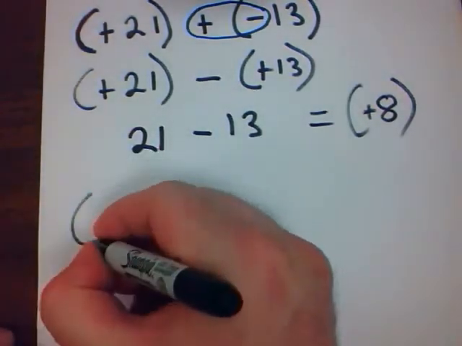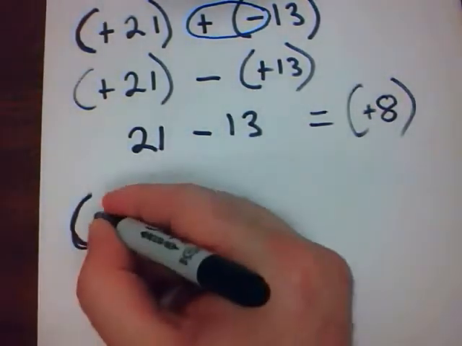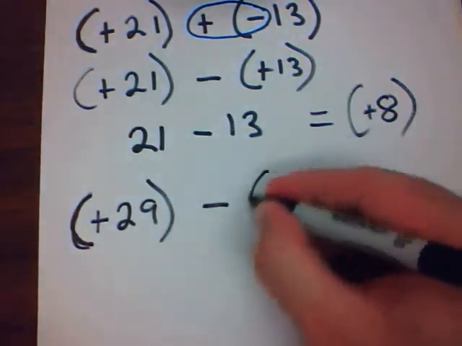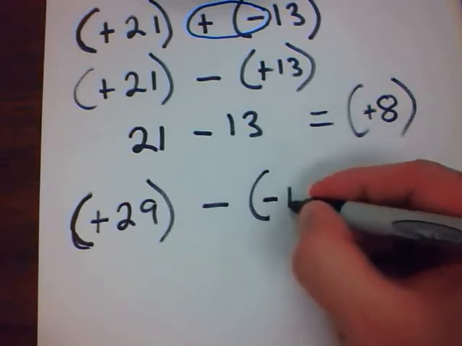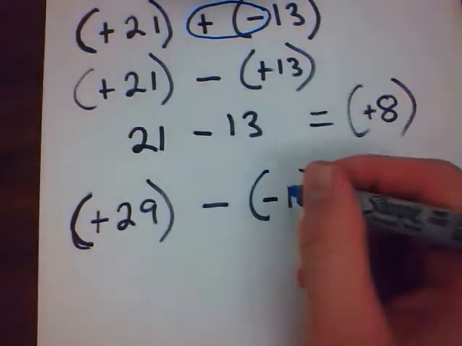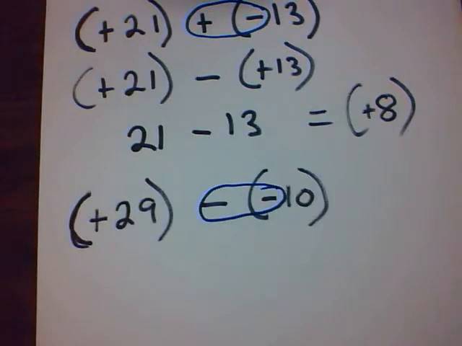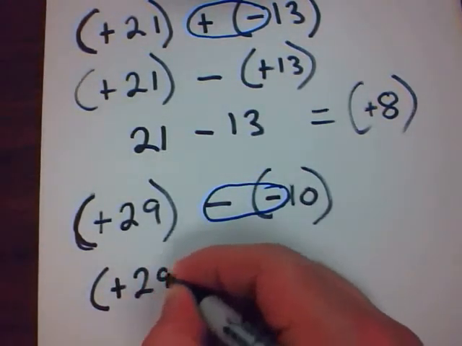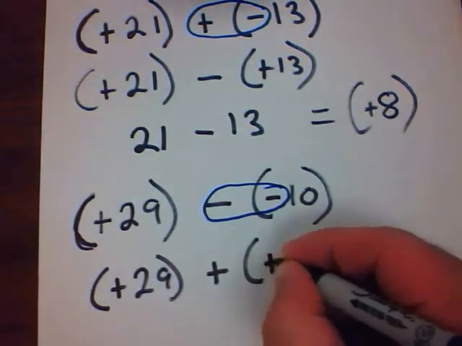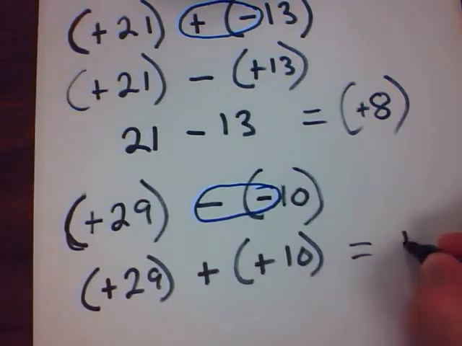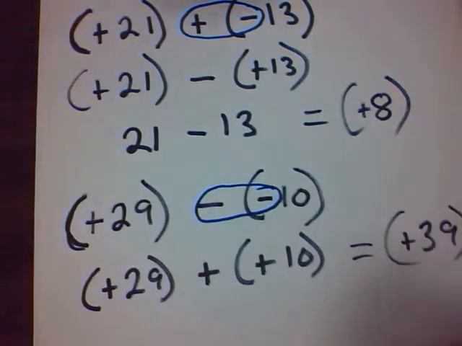Let's look at this one. Oh, subtracting negative numbers, that's so hard. Oh, it's complicated. No, it isn't. Switch those two symbols. It's 29 plus 10. That's the same question.